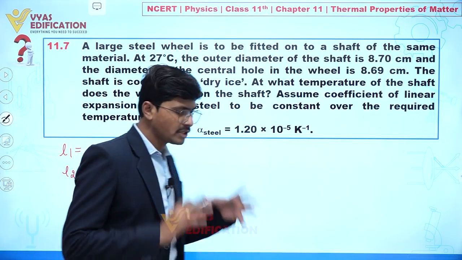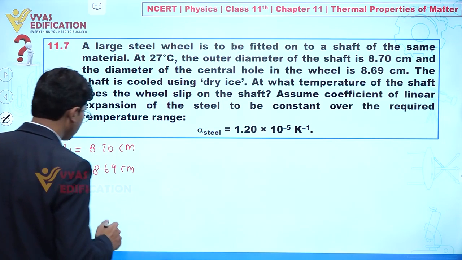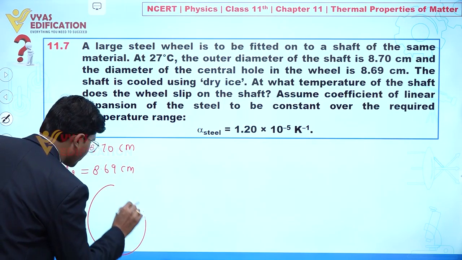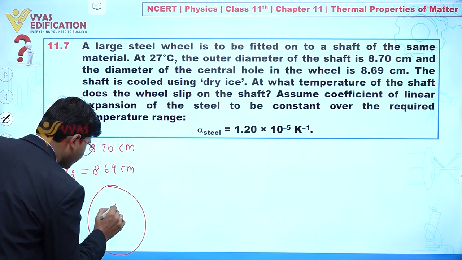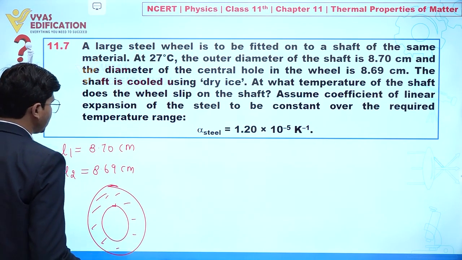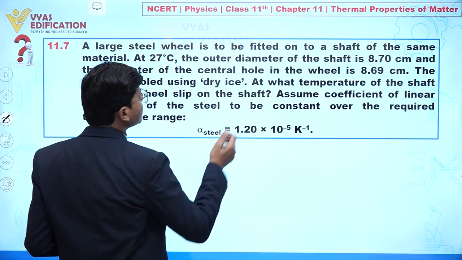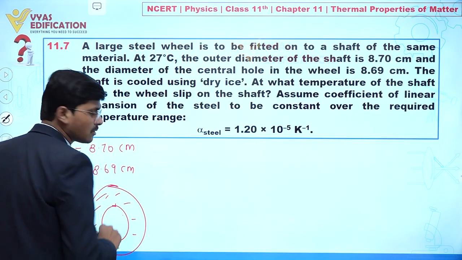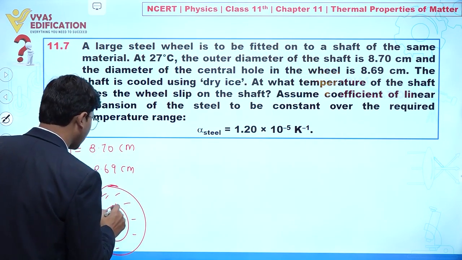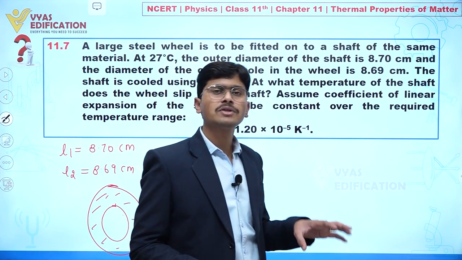Now listen carefully, what is the concept behind it. Let's suppose this is a wheel, and the inner diameter of that wheel is given to you as 8.69 centimeter. And we have one shaft, and let's suppose we want to fix that shaft on this wheel.